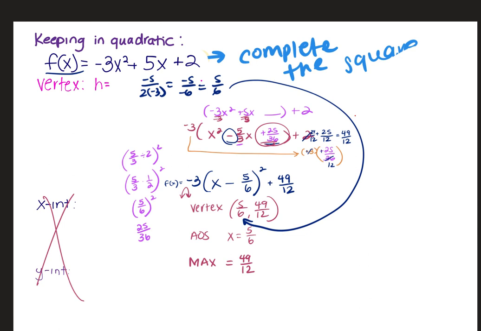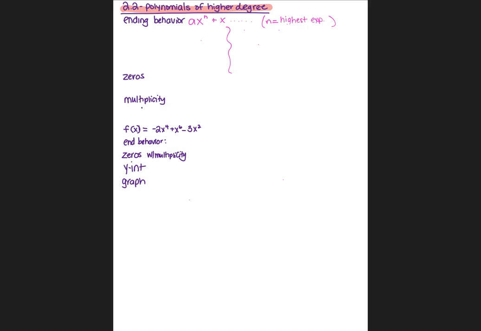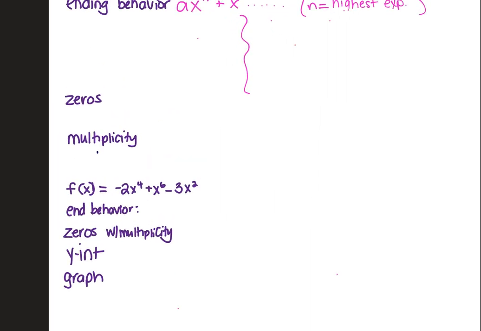Questions on that one? Okay. All right, then came 2-2. You had a question like this on your quiz. You are going to identify the end behavior.